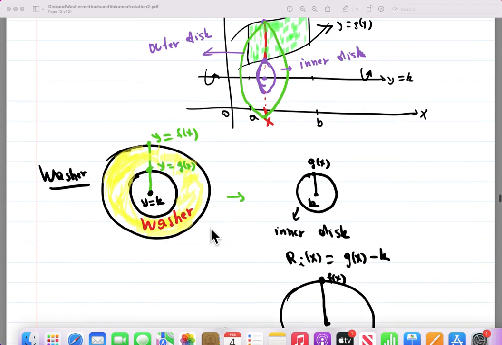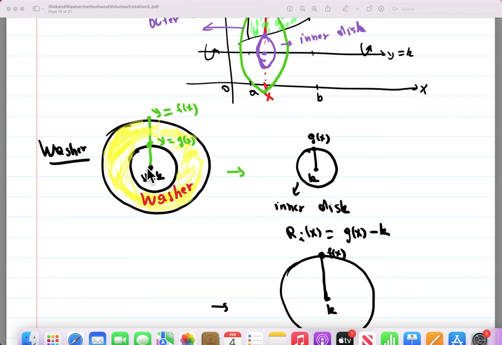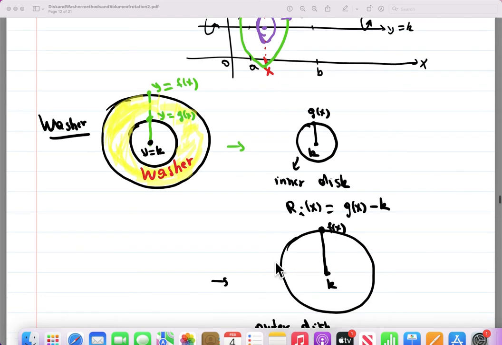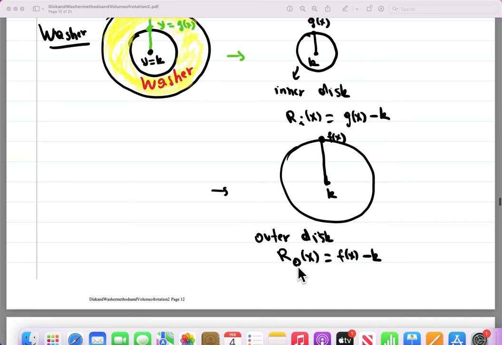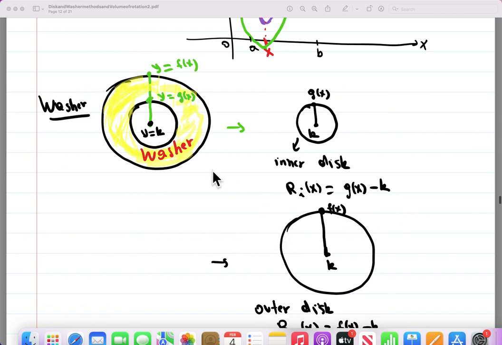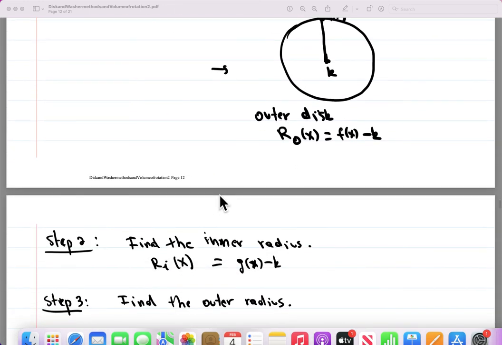When you look at the outer radius, you still have the same center, only the top point is y equals f of x. So what you're going to do is take f of x minus k. So f of x minus k gives us the outer radius. The outer radius we write as r sub o of x, which is f of x minus k. So now we have the two radii. As I gave you the concept, to find the area of the washer, you have to take the area of the outer circle minus the area of the inner circle.